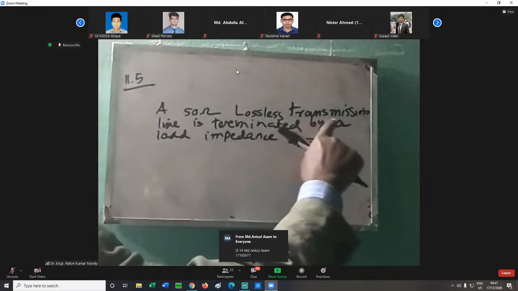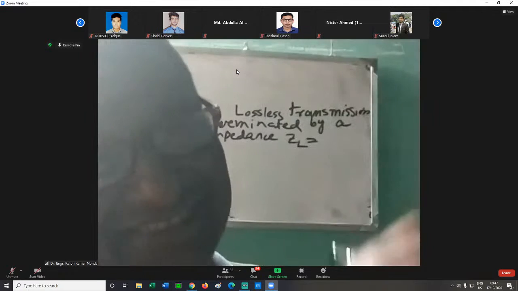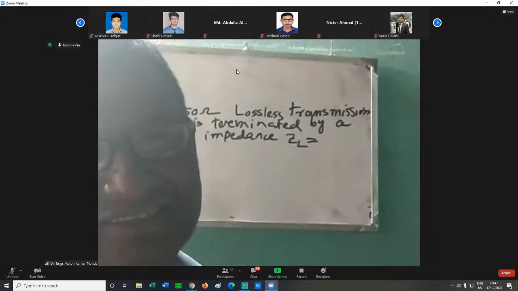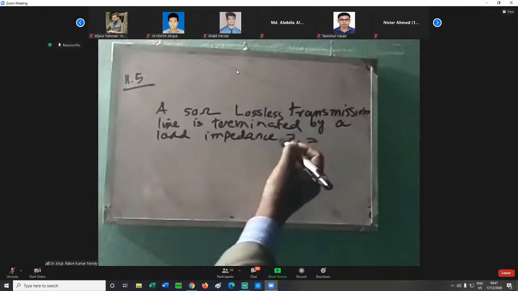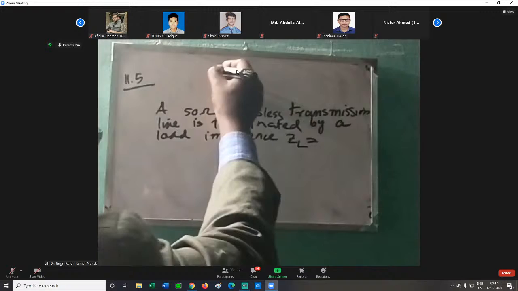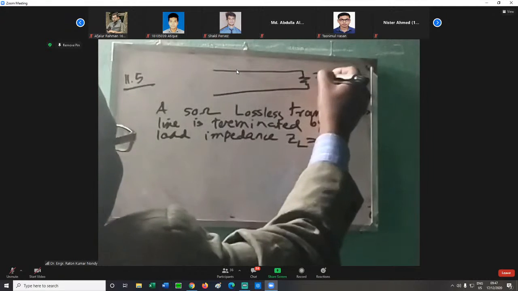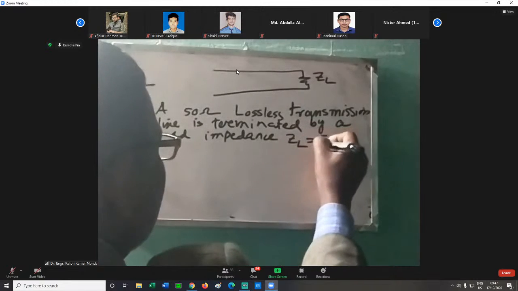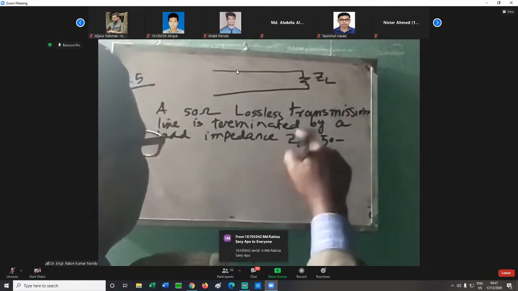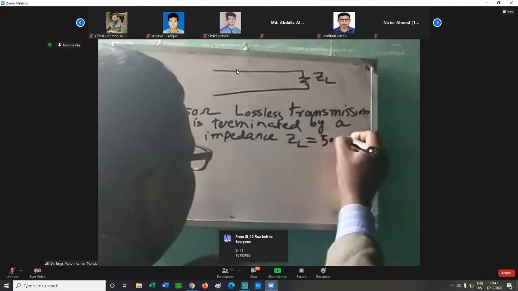A 50 ohm lossless transmission line is terminated. My line is running. After some time it is here, and that is called terminated. The line is terminated by an impedance. That line is going, and here it is terminated. Like that. Here it is ZL. ZL equal to what they have given? 50 minus j75 ohm.